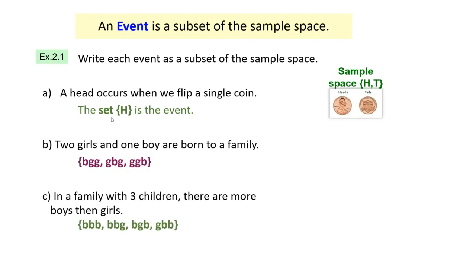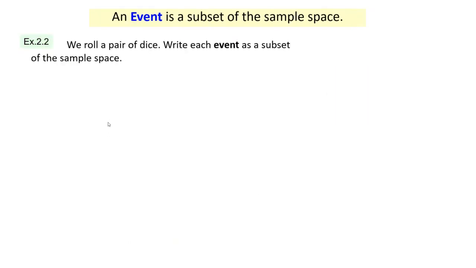In a family with 3 children, there are more girls than boys. This is almost the same, but we also include the situation when all the children are boys. So BBB, and the other 3, where the girl happens to be born in the first or second or third place. Okay, we roll a pair of dice, write each event as a subset of the sample space.